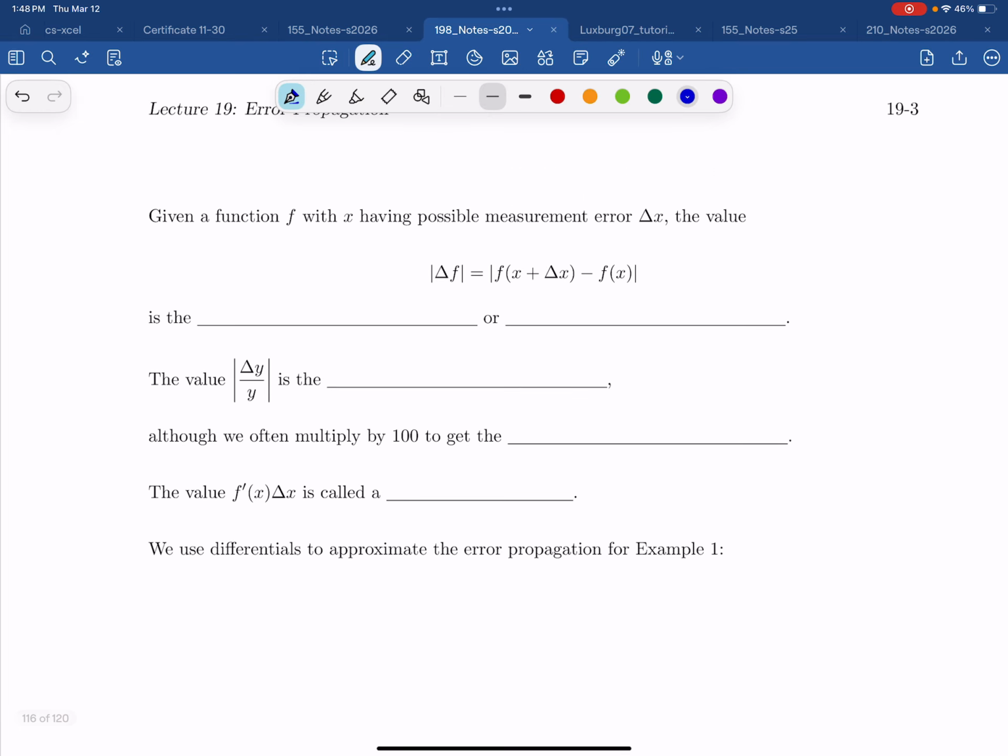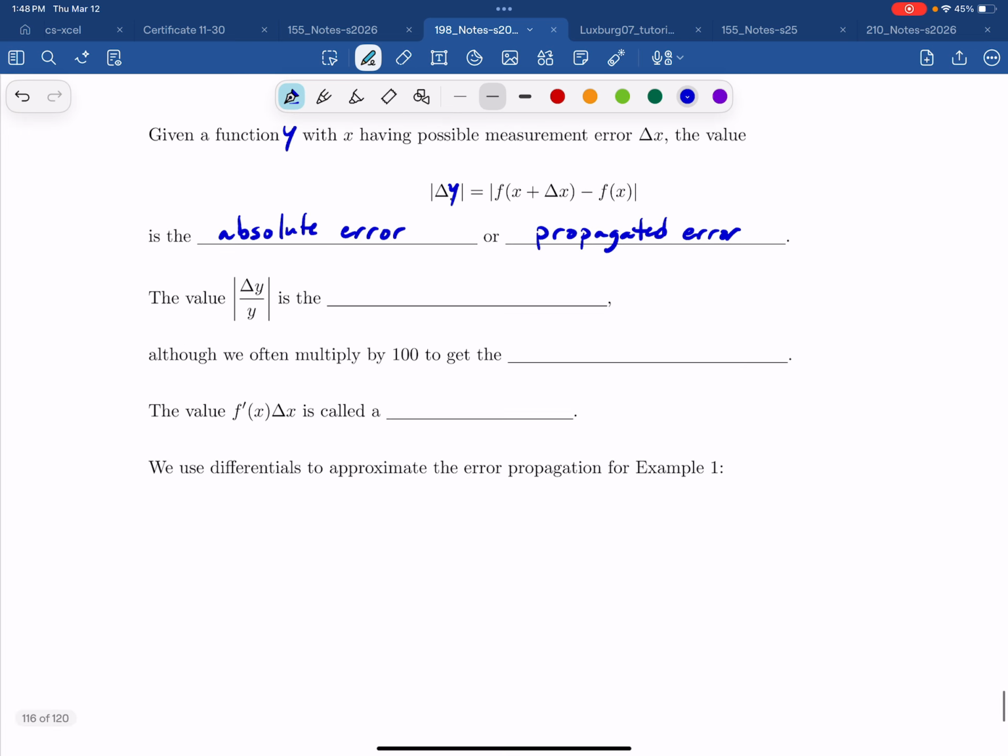Now, given a function f, again, I really call it y. I'm going to call this y. But anyway, the difference that we're trying to approximate is the absolute error, or you sometimes see it called the propagated error. The book also uses the word tolerance. That might come up in science.